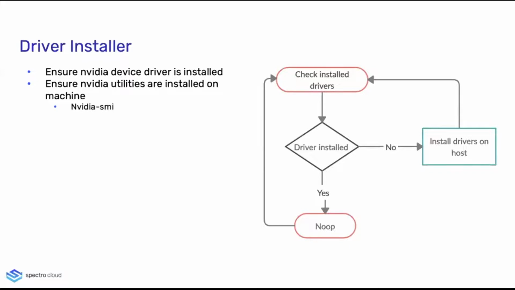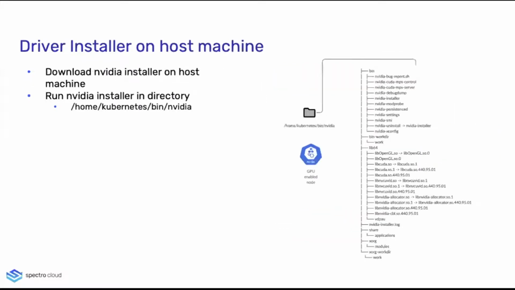Let's take a look at what this directory looked like after one successful reconcile from the driver installer. On the host machine, we can see that it has installed NVIDIA utilities such as nvidia-smi, nvidia-settings, nvidia-modprobe, and under lib64, we can see it has installed all the shared object libraries such as libcuda and libOpenGL. Later, the device plugin will use the contents of this directory present on the host to be mounted inside the container, so that the container can have access to these shared libraries.